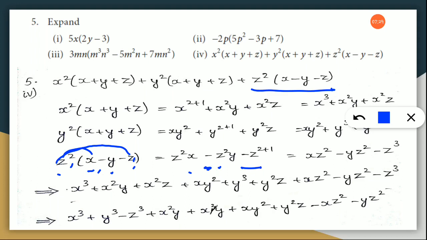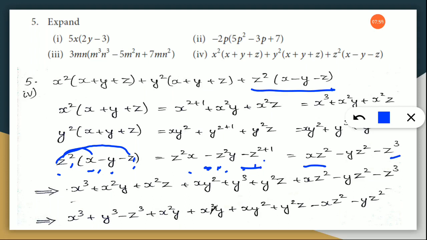Okay. Now the next step. This z square x can be written as x z square. I am just writing in that order. If you are not changing and writing also, it is fine. Everything is the same, because we know that when two terms are interchanged, the commutative law holds good for multiplication, right? So it is okay to write in any format. And then minus z square y minus z power 3.